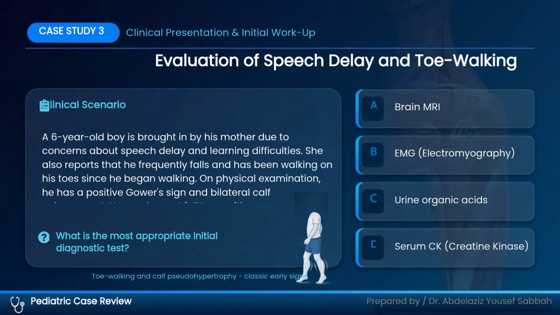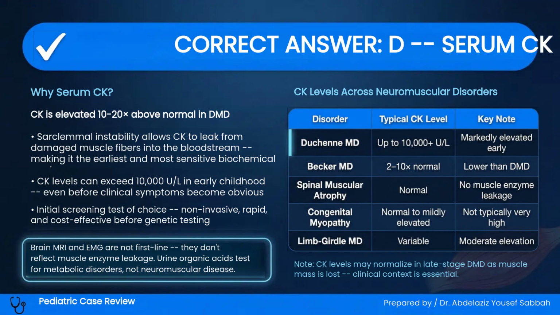Option A, brain magnetic resonance imaging. Option B, electromyography. Option C, urine organic acids. Option D, serum creatine kinase. The correct answer is Option D, serum creatine kinase. Creatine kinase is elevated 10 to 20 times above normal in Duchenne muscular dystrophy.